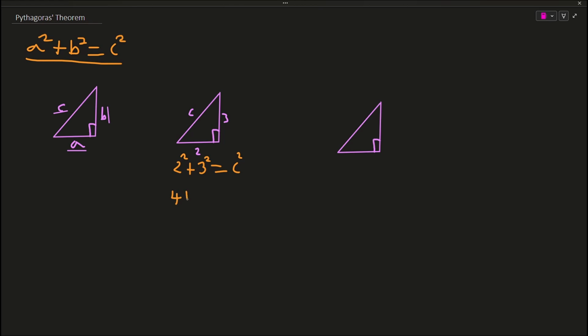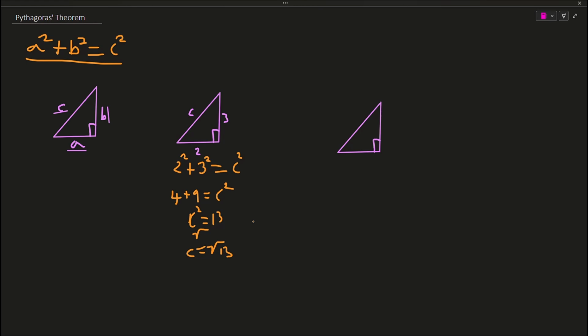So we got 4 plus 9 is equal to c squared. It's the same thing. So c squared is equal to 13. I'm just switching sides to make it easier to read. Now this isn't our answer. What we need to do now is square root both sides. So we got c is equal to the square root of 13, and we're going to leave it like that.